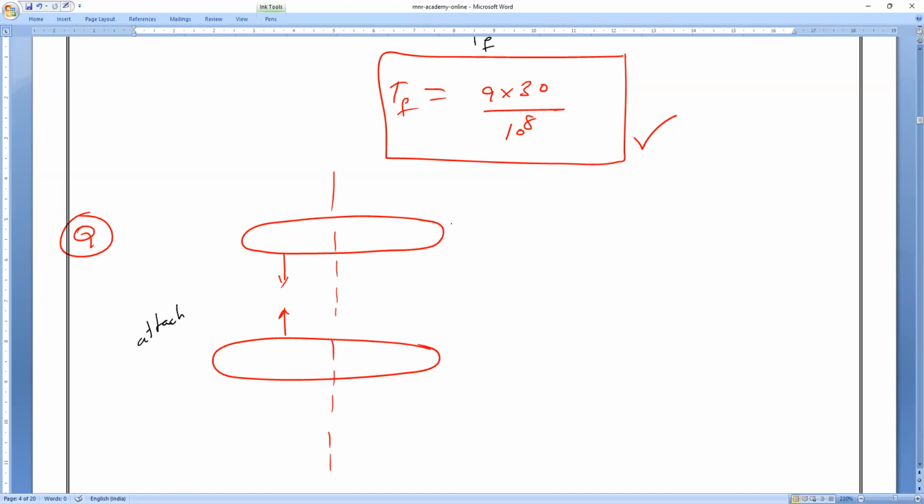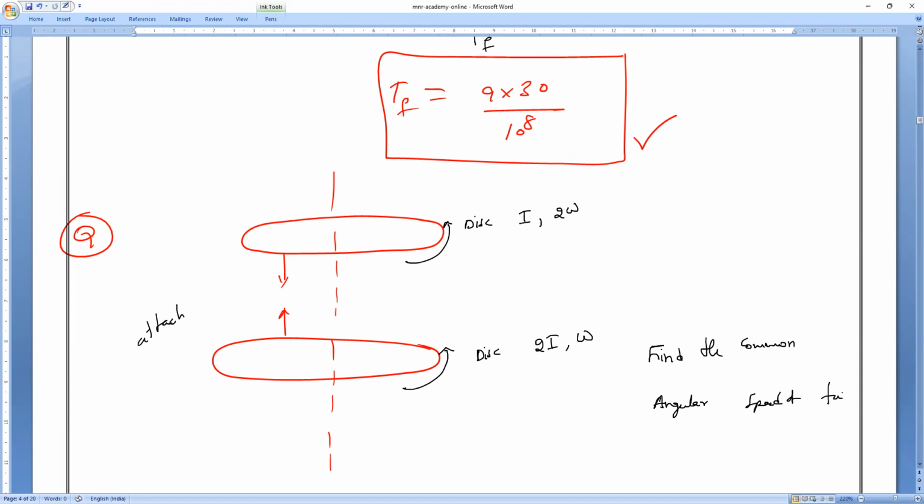Now this disc is rotating like this, and this disc is also rotating. The disc with initial inertia I has angular velocity 2 omega. This disc has initial inertia 2I and angular velocity omega. Find the common angular speed of the two discs when they attach. That is the question.